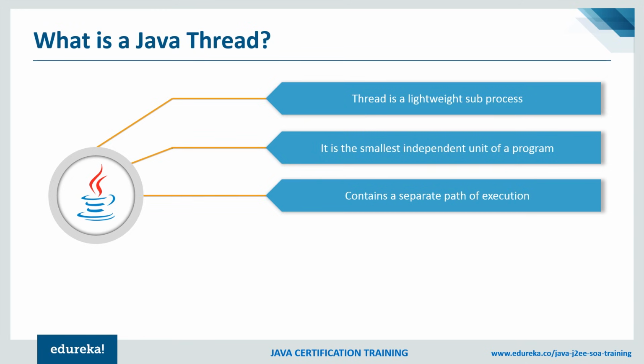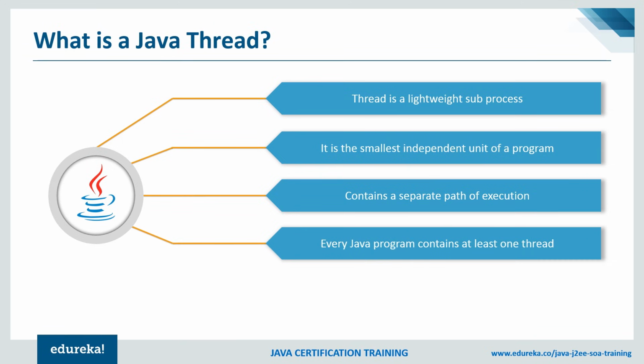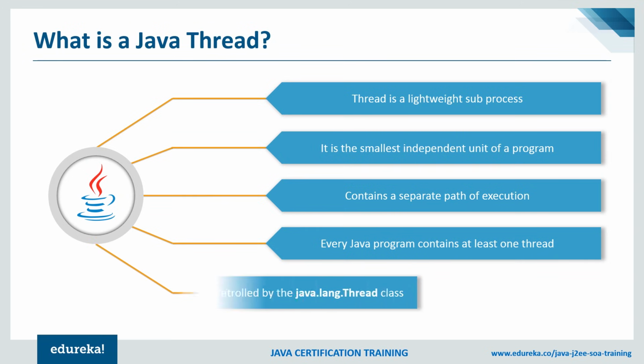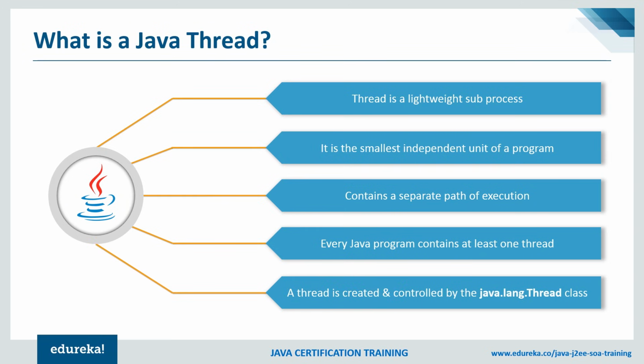It contains a separate path of execution, and every Java program will have at least one thread, which is known as the main thread. Main is an execution context where certain jobs will be executed one after the other in a sequence. Now, if you want to create a thread in Java, we have the Thread API from the java.lang package itself. You need not even import it. It's there by default in the lang package.